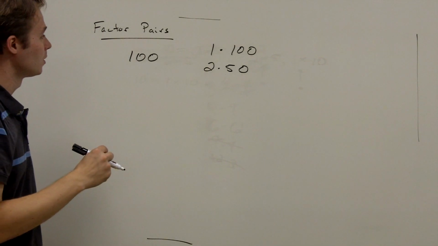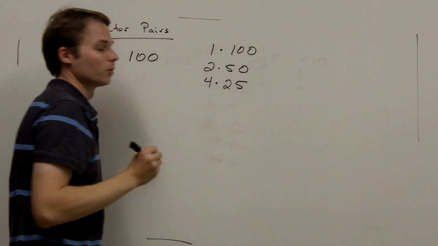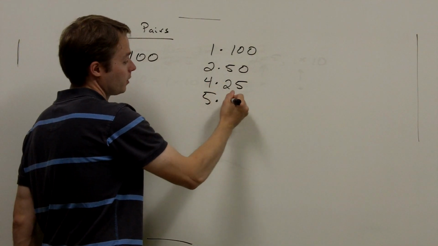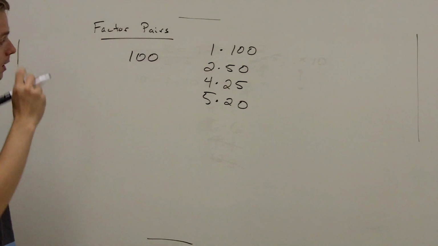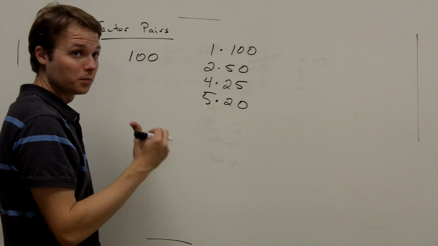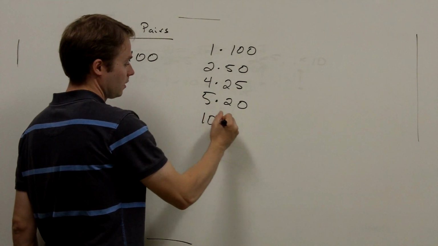3 does not divide into 100. 4 does. 4 goes into 100 25 times. 5 also divides into 100. 5 times 20. 6 does not divide into 100. 7 does not either. 8, nope. 9, nope. 10, yes.